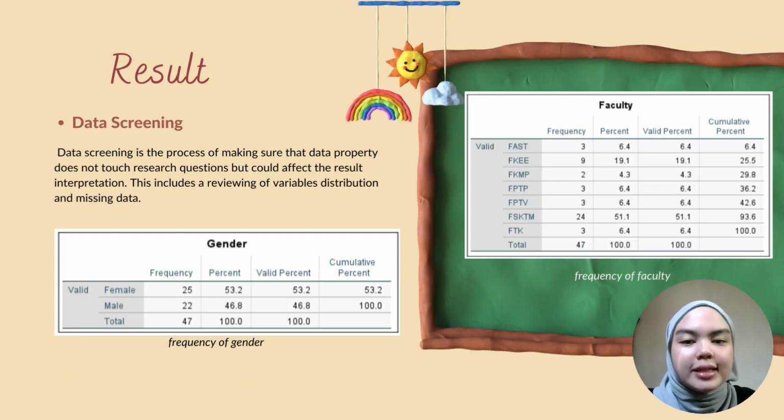Data screening is basically a set of data for each question containing its frequency, cumulative frequency, and percentage of how many people chose a certain answer, and also to see if there are any missing values. Here, we can see that the frequency of female respondents is 25 and male respondents is 22. There is about 53.2% female respondents and 46.8% male respondents, a total of 47 people answering this questionnaire. Same goes for the faculty. There is a total of 47 respondents from different faculties in UPHM.